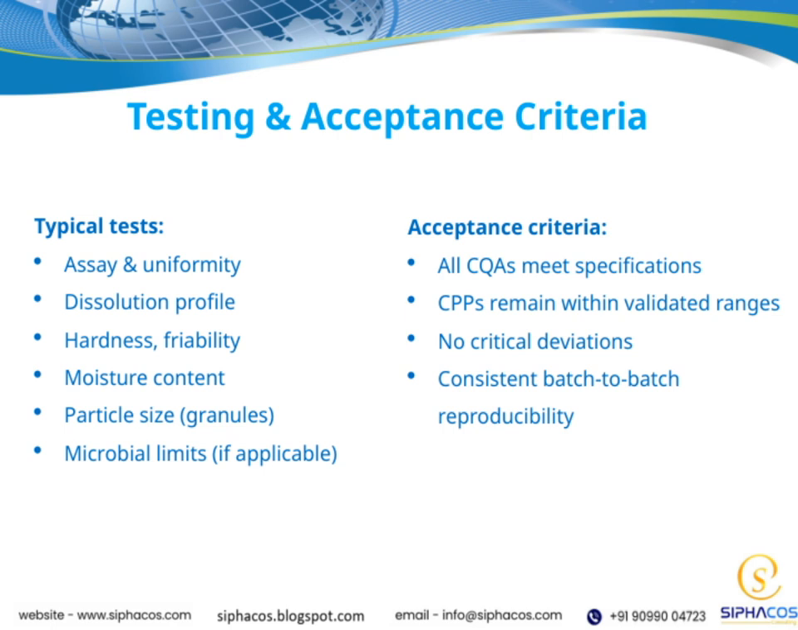Moving on to the typical tests, we include assays and uniformity tests to verify the potency and consistent distribution of ingredients. Dissolution profile testing ensures the drug releases properly, which directly impacts efficacy. We also assess physical properties like hardness and friability, which affect handling and stability. Moisture content is another key factor, influencing product stability and shelf life. For granules, particle size distribution is important for uniformity and processing. And if applicable, microbial limits are tested to confirm the product is safe from contamination.